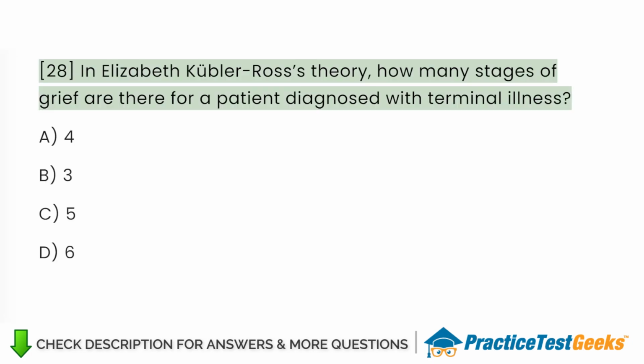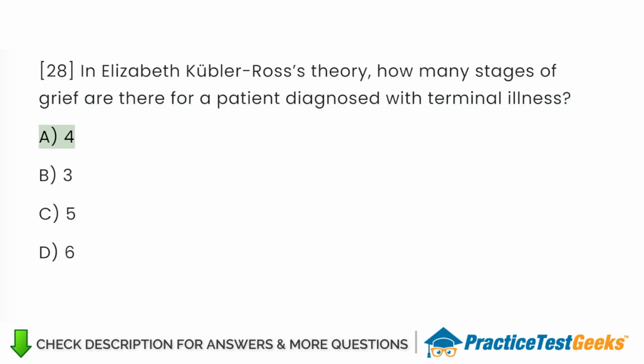In Elizabeth Kubler-Ross's theory, how many stages of grief are there for a patient diagnosed with terminal illness? A. 4, B. 3, C. 5, D. 6.